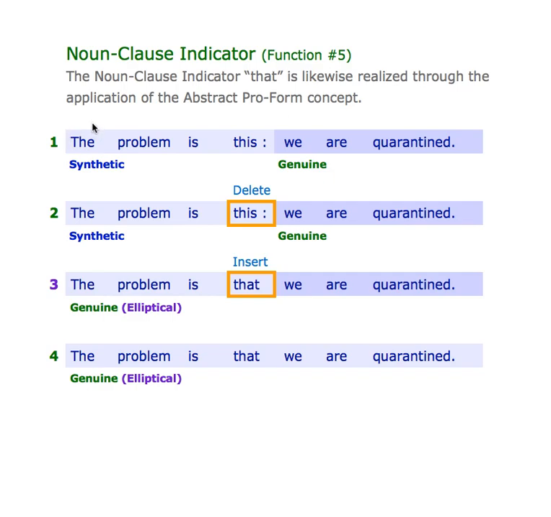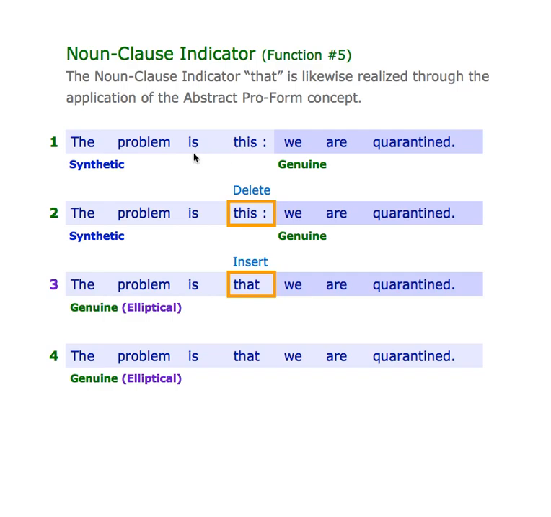Okay, let's look at this sentence on the first level. The problem is this, colon, we are quarantined. Okay, so here we have a synthetic clause, because when you have the colon here, this can't stand by itself. Okay, genuine clause, we are quarantined, that can stand by itself.